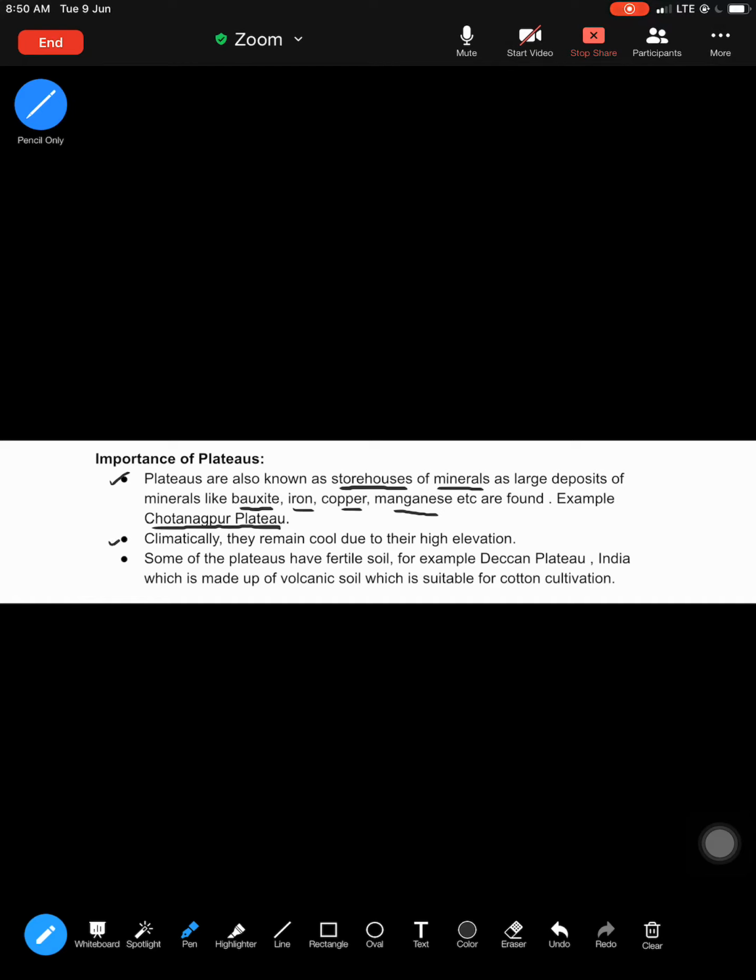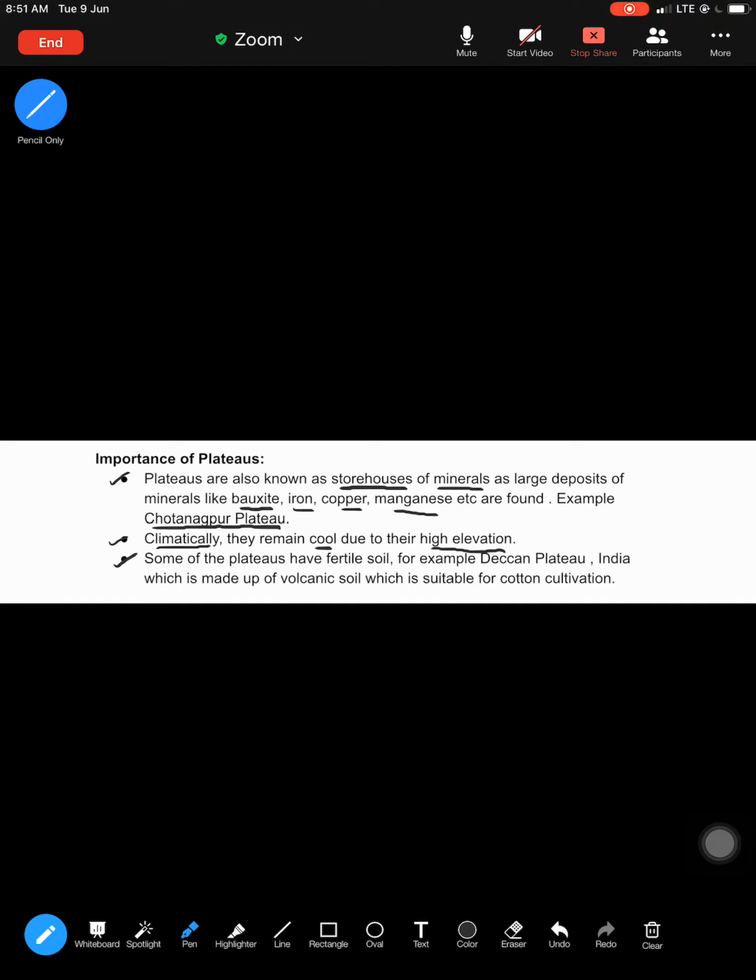Second significance or importance of plateaus: climatically, they remain cool because of the high elevation. Plateaus are not very high like the mountains, which are very cold, nor too low like the plains, which are very warm. So it has a moderate climate because of its approximate height, that is the distance from the sea. That is why plateaus are not as hot as the plains nor as cold as the mountains.